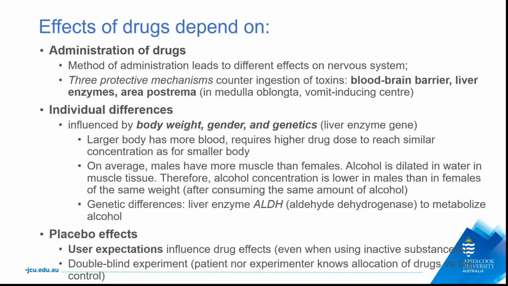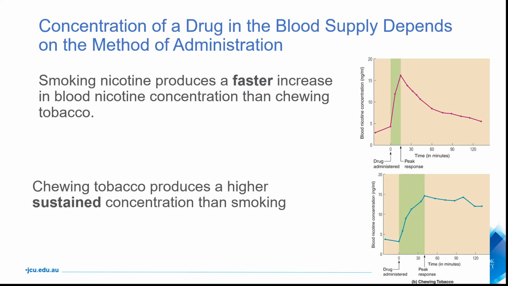So in our textbook, we have this amazingly interesting diagram telling us that concentration of a drug in the blood supply depends on the method of administration. So one is by smoking nicotine, the other is really by chewing it, ingesting it through our mouth. So the smoking part, right, you will produce a faster increase in blood nicotine. Right? Why is that so? Because you're inhaling nicotine. You're inhaling nicotinic substances. So that really diffuses directly into your cell and into your blood supply.